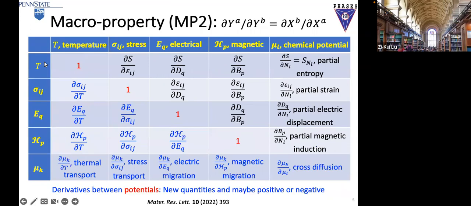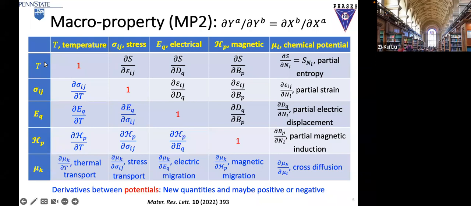It's between two potentials. For example, of course, between temperature and temperature, there will be one, right? Yeah, the diagonal term is one. But how about temperature to stress? That means you change temperature, stress becomes different, right? How is it affected? This set of quantities actually is very, very interesting.